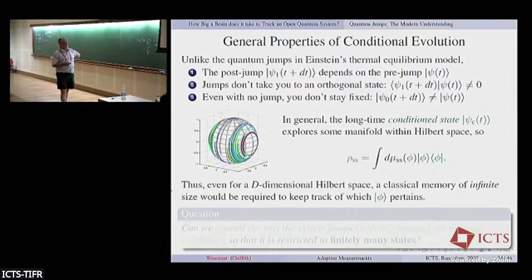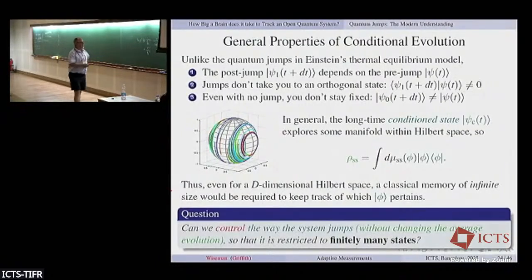And the possible pure states I have would have to be described by an integral description like this. So very unlike, even for a finite dimensional system, here in this picture, a two-dimensional system, there are infinitely many possible states that the system could be in at some time. So strictly speaking, you would require a classical memory of infinite size to keep track of which pure state the system is in. Obviously, for particular systems this may not be the case, but generically you need a lot of classical memory to keep track of the state of even a finite dimensional quantum system.